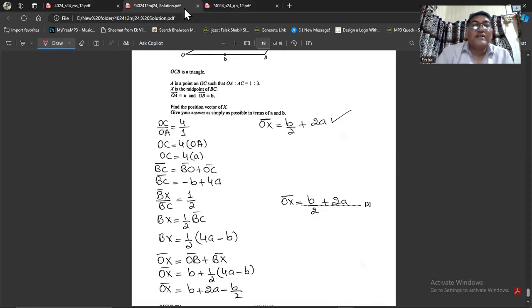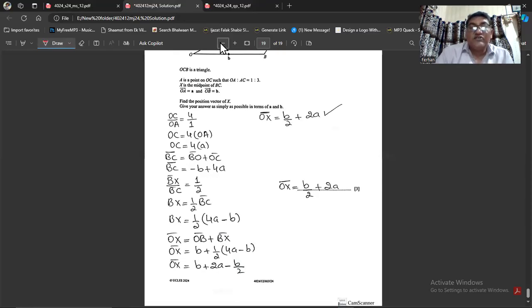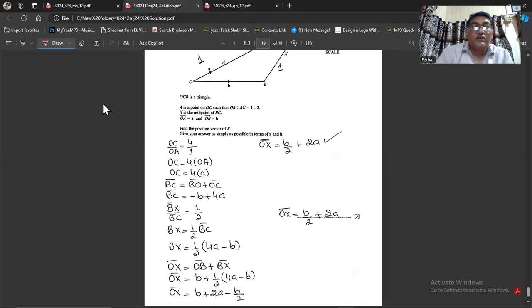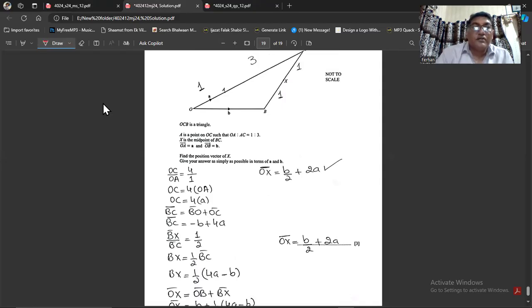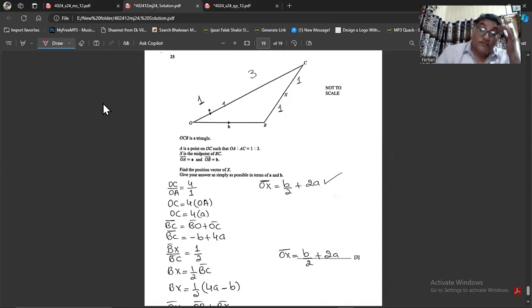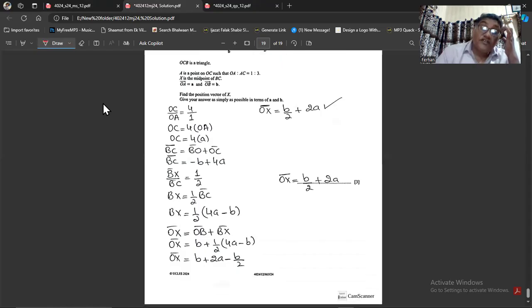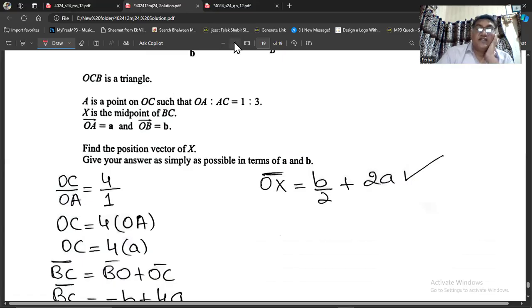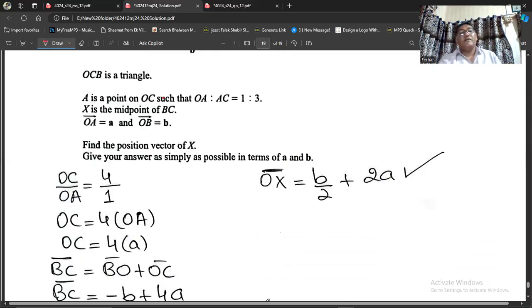I hope you understand this strategy. So let me show you the whole thing, I want to show you the question with the diagram also. Okay. So this is how it is done. Let me increase the size so you can see it much more clearly.